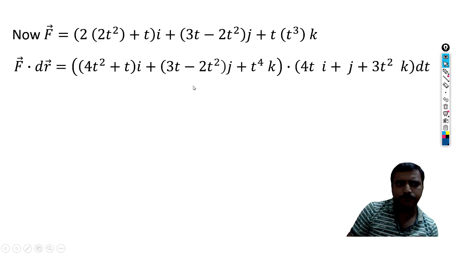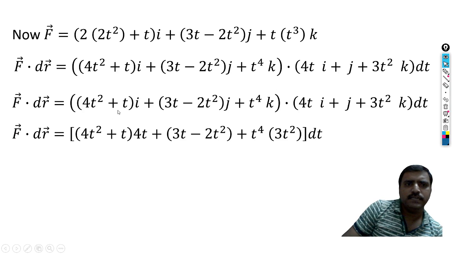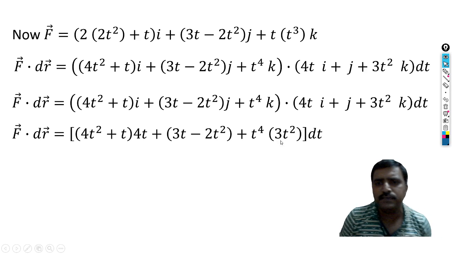Now f dot dr: this is f, this is dr. You take the dot product. It is (4t square plus t) into 4t, plus (3t minus 2t square) into 1, plus t to the 4 into 3t square, into dt. Take its simplification.